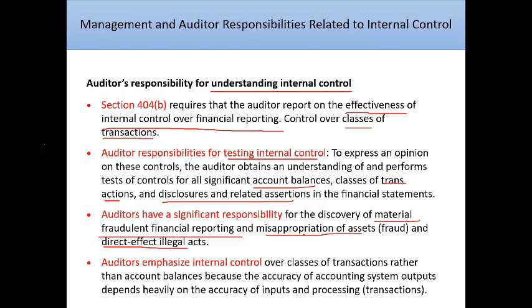Last, the auditor must emphasize the internal control of classes of transaction rather than the account balances. Why?